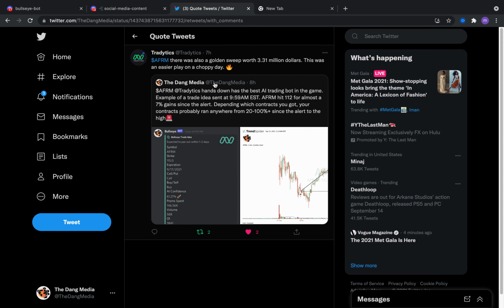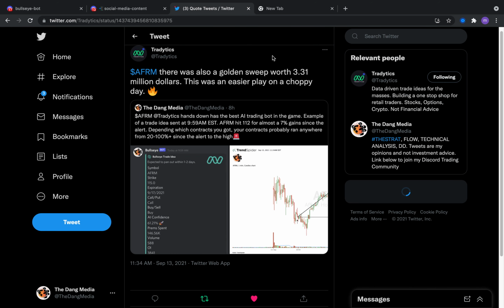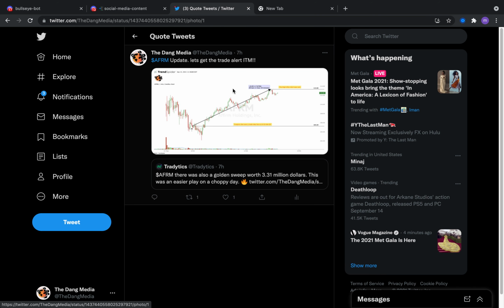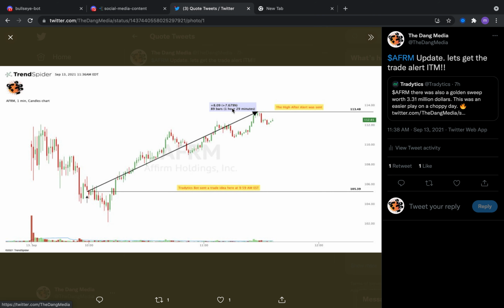And if you look at the updated tweet, it was actually over a 7% move from that alert to the highs after the alert. And with options, depending which contracts you got, these ran a significant amount, probably over 20 to 50%, maybe even 100% from here to here, depending if you got weeklies or monthlies contracts.